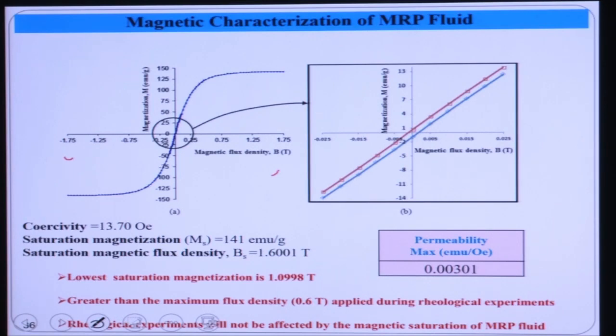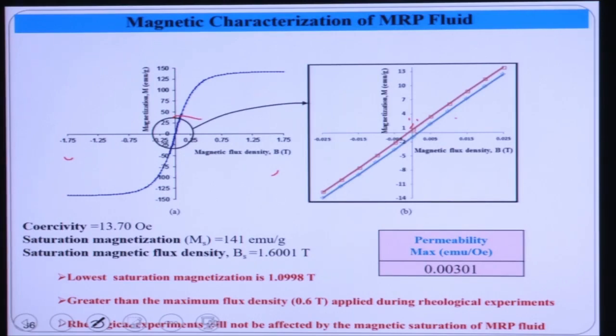Now here you can see this zone. You can see these two lines, one for forward and another for backward. In this hysteresis loop, you can see it has a very low remnant magnetization. This is the main property of the CIP particles here. It has a very low remnant magnetization, which means when you remove the magnetic field, the CIP particles, because they do not have any remnant magnetization, will not agglomerate. They will be demagnetized immediately.